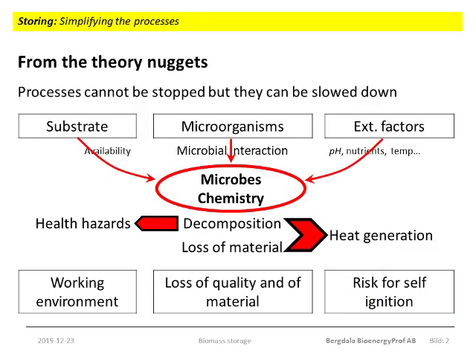The differences between different biomasses are mainly which microorganisms are the most active, the sequence in which they occur, and which conditions they prefer.